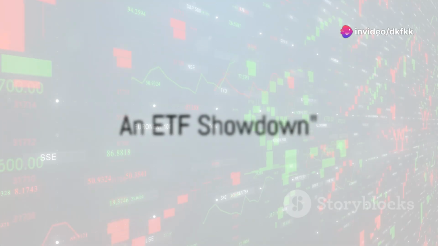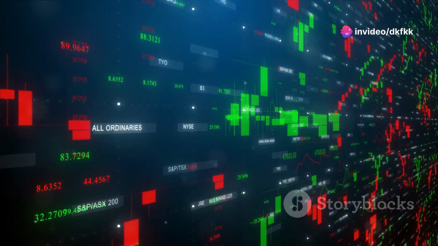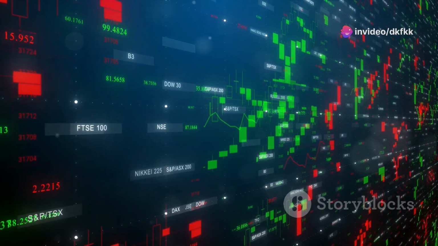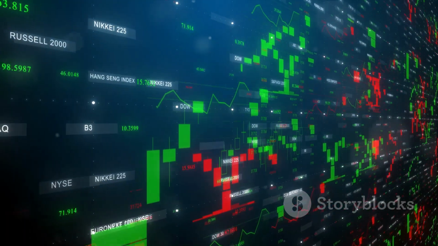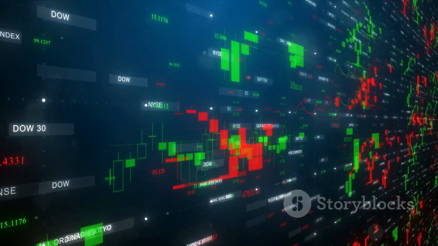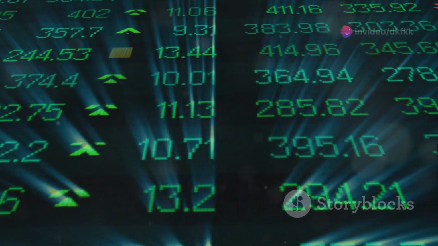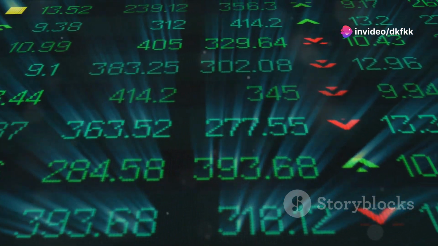Have you ever wondered how to maximize your investment returns with outsized risk? Today, let's dive into the world of exchange-traded funds, or ETFs, focusing on two heavyweight contenders: the Vanguard Growth ETF, known as VUG, and the Invesco QQQ Trust, often simply called QQQ.